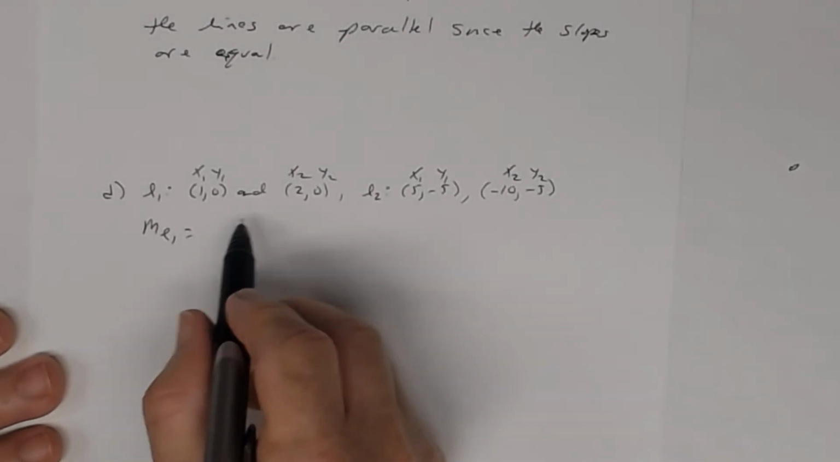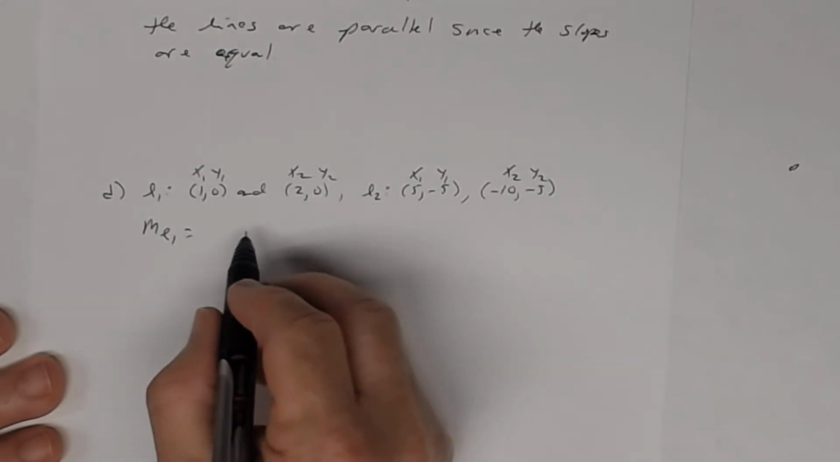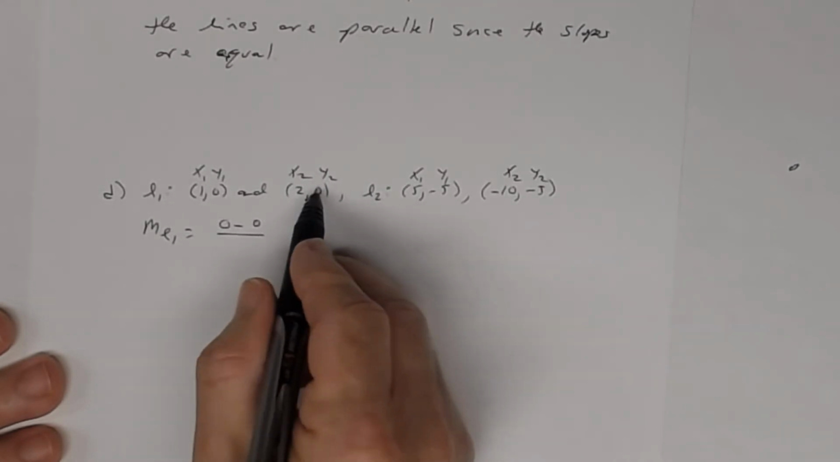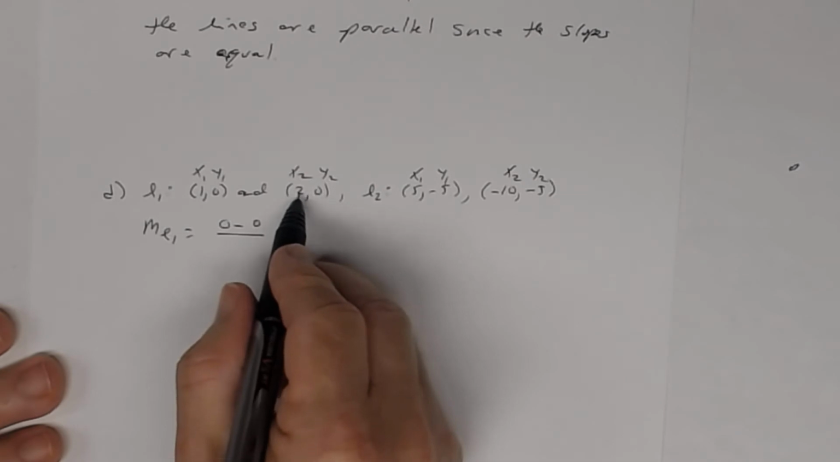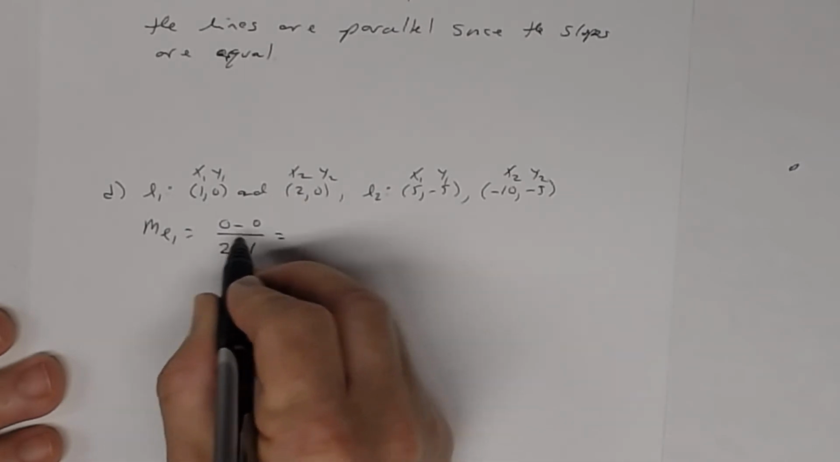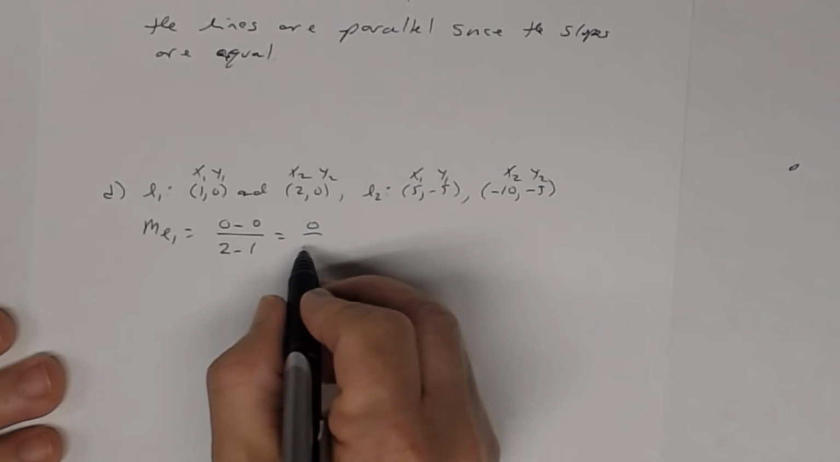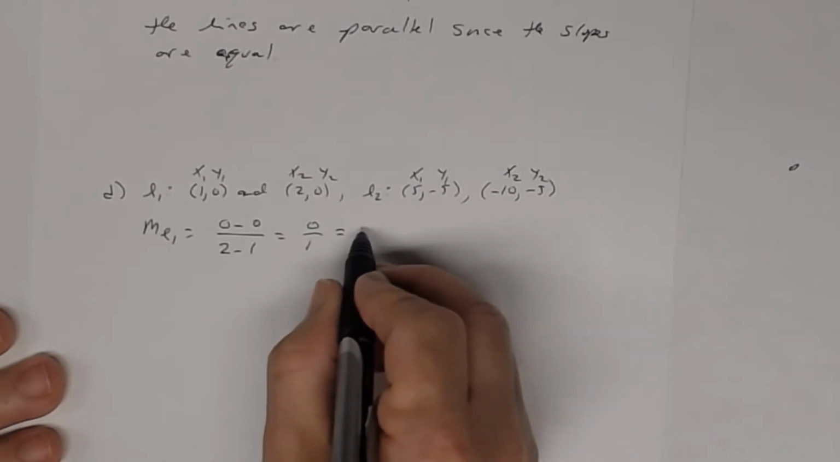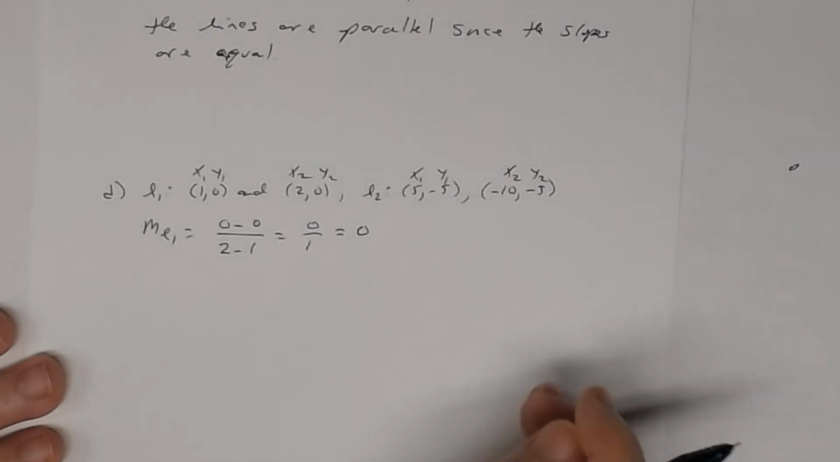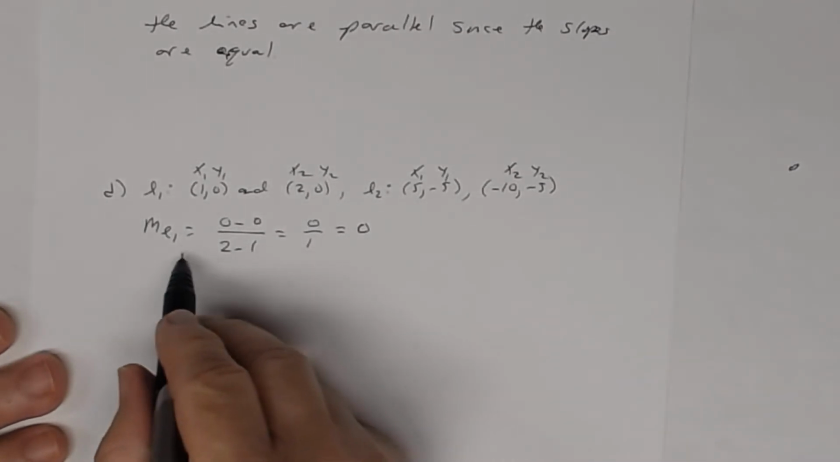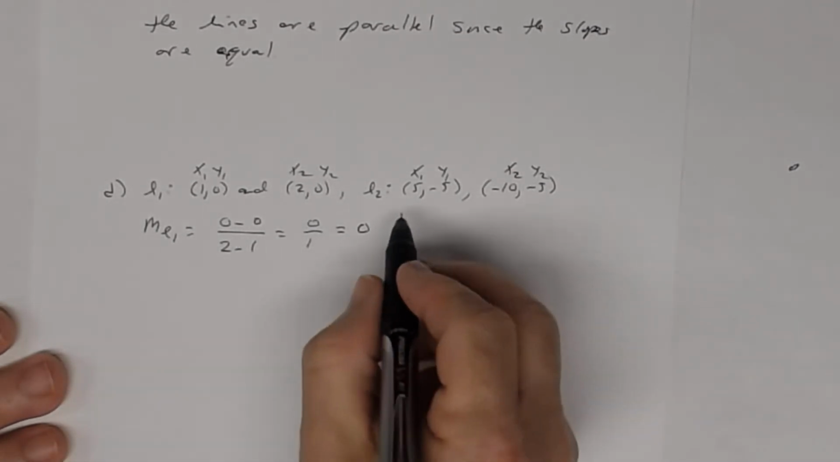All right, slope of line 1, 0 subtract 0, right? y2 minus y1 divided by 2 subtract 1. 0 subtract 0 is 0. 2 subtract 1 is 1, right? So 0 divided by 1 is 0. Okay? All right, so the slope of line 1 is 0.